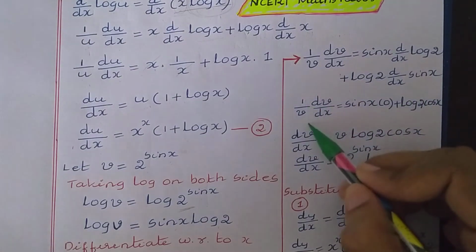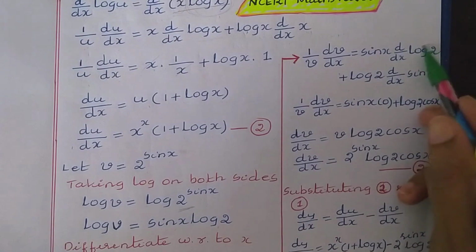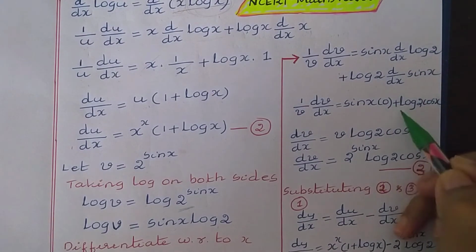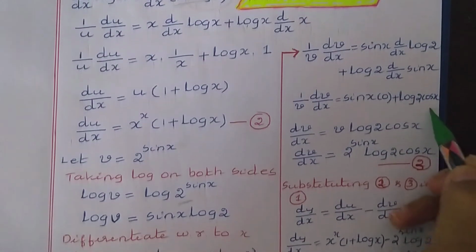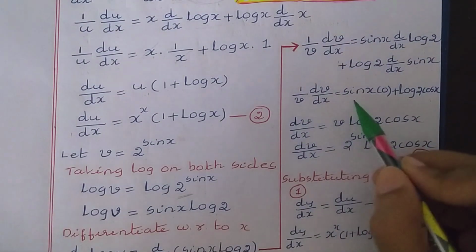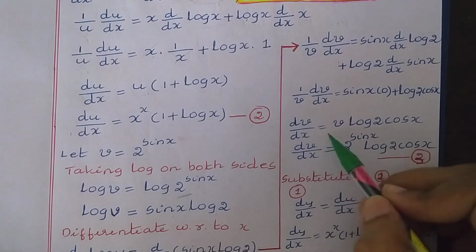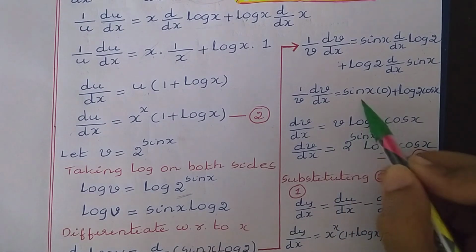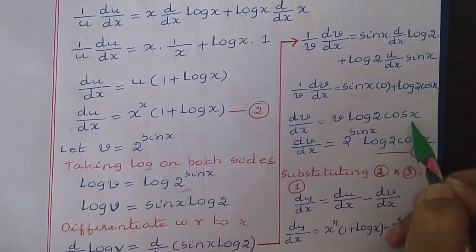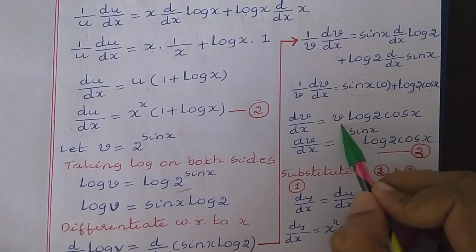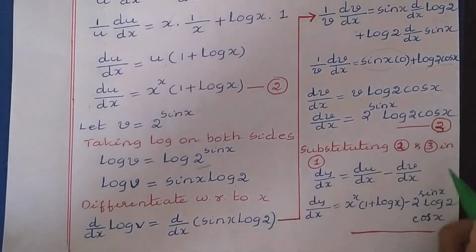Next step, 1 by v into dv by dx is equal to sin x into derivative of log 2, which is 0 since it is a constant, plus log 2 into derivative of sin x, which is cos x. Next, move this v to the right hand side, so that will come in the numerator. dv by dx is equal to v into, this is 0 only, so v into log 2 cos x. In the place of v, write the original function, v is equal to 2 to the power sin x. Let us name this as equation 3.